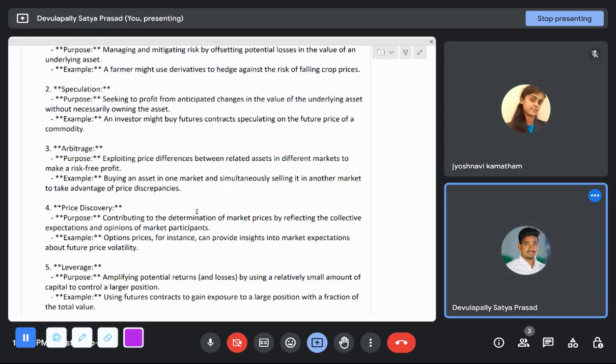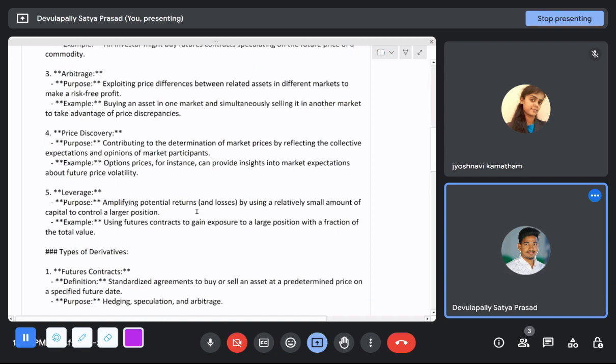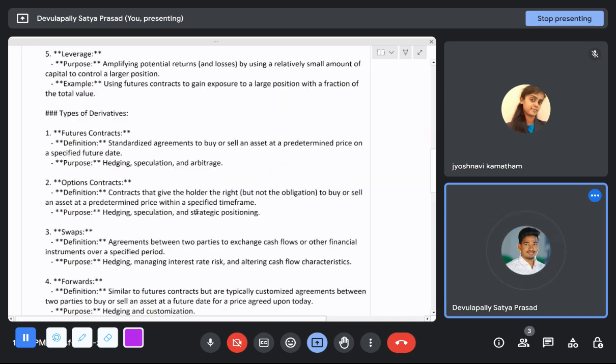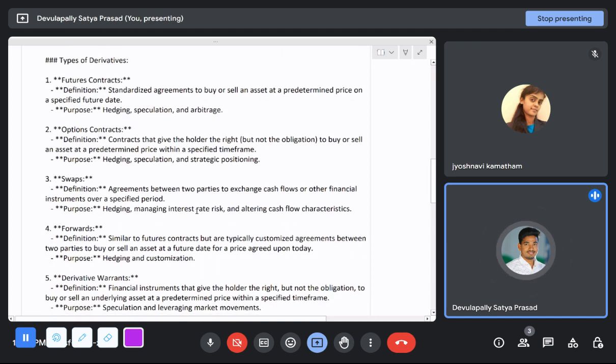And the fifth one is leverage. Leverage is nothing but investing a small amount of money and getting large exposure, and because of that, you can make a lot of profit in the market. If you want to get into a financial contract, you can simply use a small amount of margin, and with that small margin, you get this kind of exposure. So that's what leverage is.